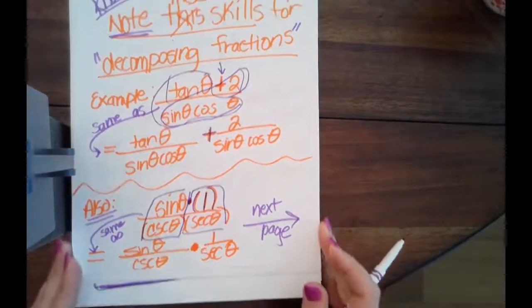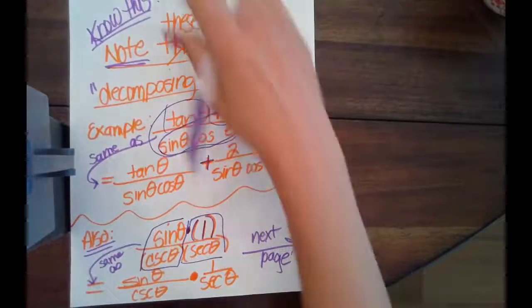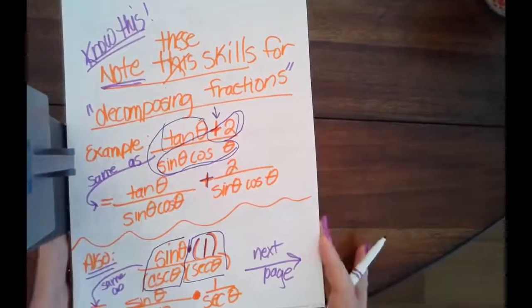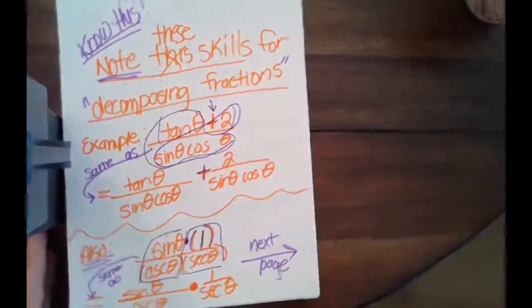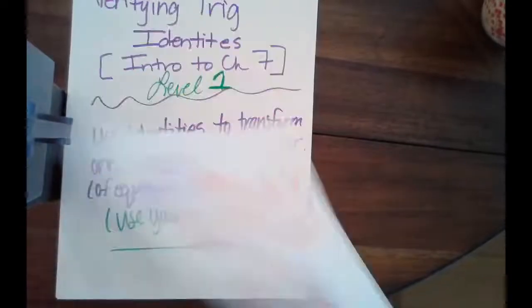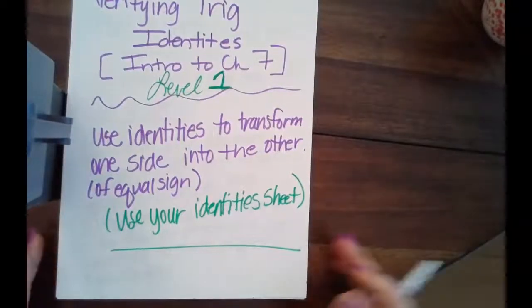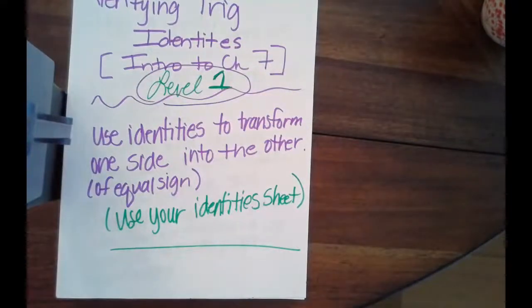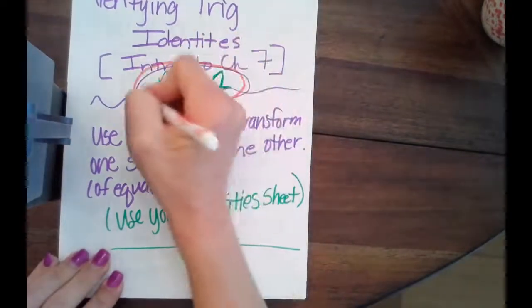Okay, so these are the skills that you're going to need to make verifying identities happen. So what does that mean when you're verifying an identity? Verifying trig identities. This is level 1 that we're doing today. These are going to get more and more challenging. This is probably one of the most challenging things in trig that we're going to do. I know you don't want to hear that, but I got to be straight up honest with you. We're starting with level 1.